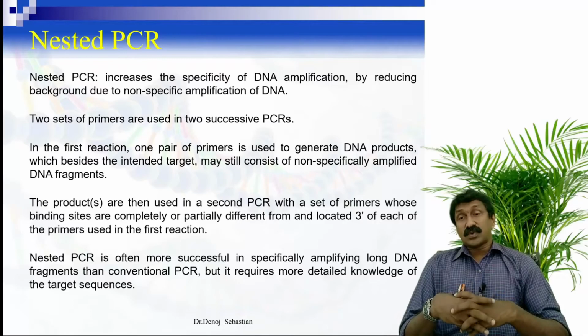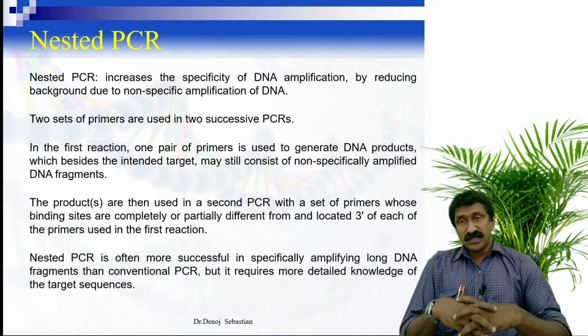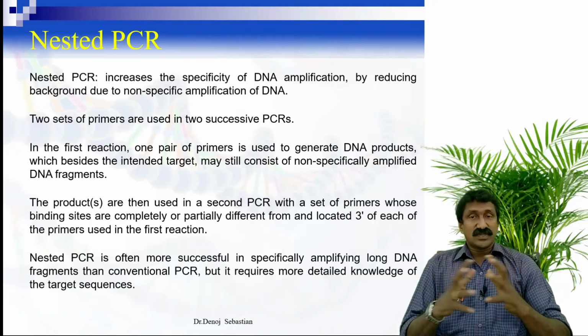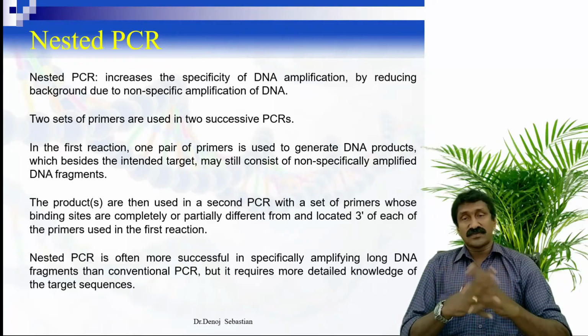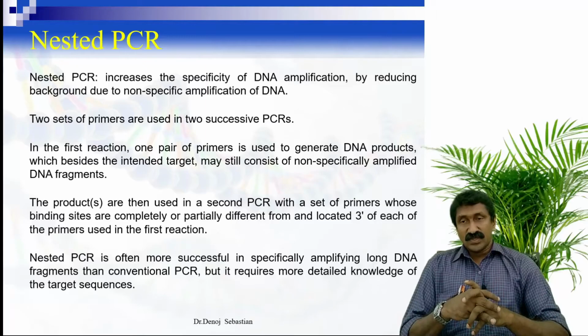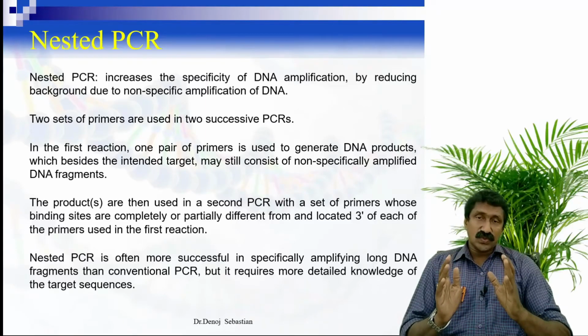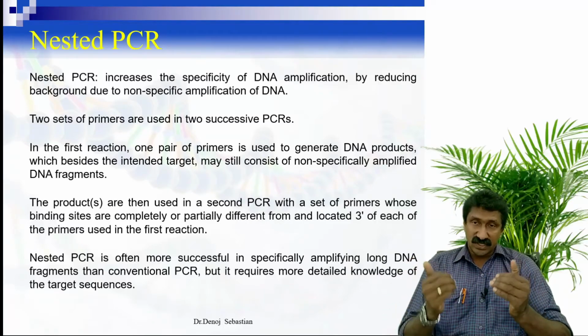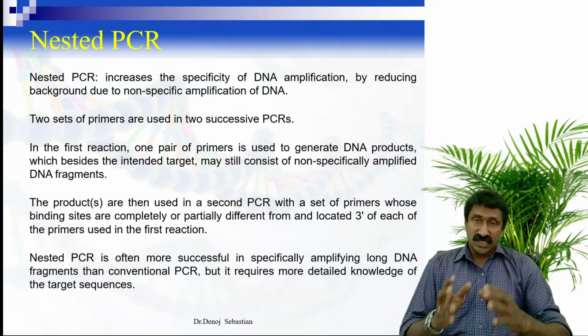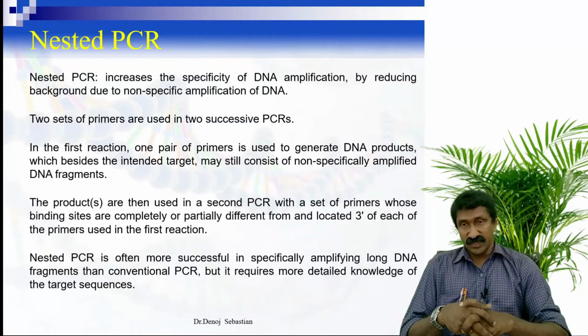The next one is nested PCR. Nested PCR increases the specificity of DNA amplification by reducing background due to non-specific amplification of the DNA. Two sets of primers are used in two successive PCRs. In the first reaction, one pair of primers is used to generate a DNA product, which besides the intended target may still contain non-specific amplification of DNA fragments.